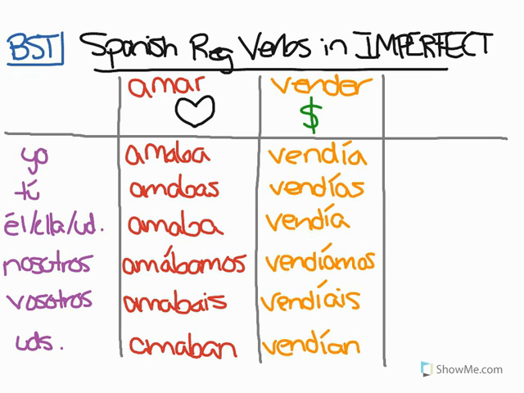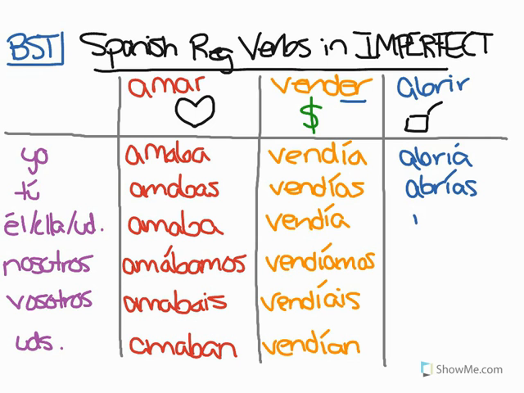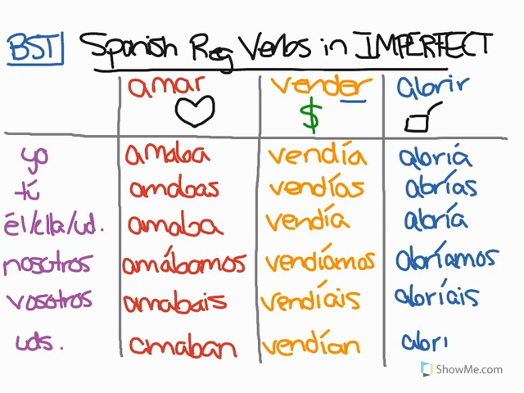And then for IR, I've chosen abrir, which means to open, like opening a box. And you would conjugate that in the same way that you conjugated vender. So abría, abrías, abría, abríamos, abríais, and abrían.